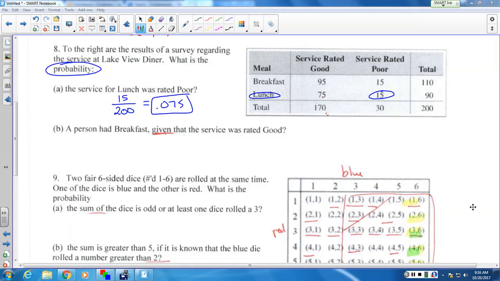Okay, and then part B, it says, what's the probability a person had breakfast given? That changes everything. Instead of out of 200, it's going to be out of what we're given. We're given that the service was rated good. So there's 170 times the service was rated good. Out of those 170 times, the probability a person had breakfast happened 95 out of 170. That'd be 0.5588.